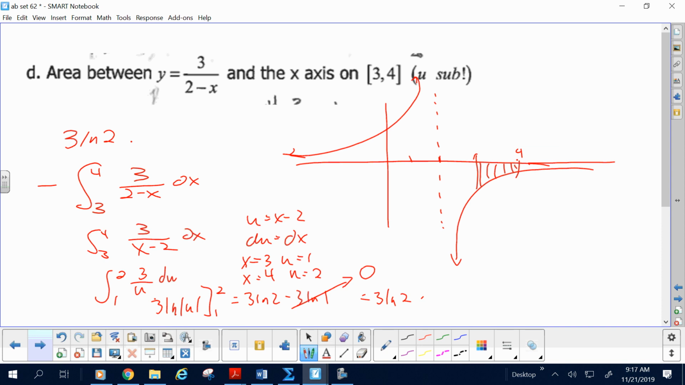Other questions on this bad boy you'd like to go over in more detail besides seeing the answers? Any of these pages, let me know. Yes? On the back side? Yep, you bet. Okay.